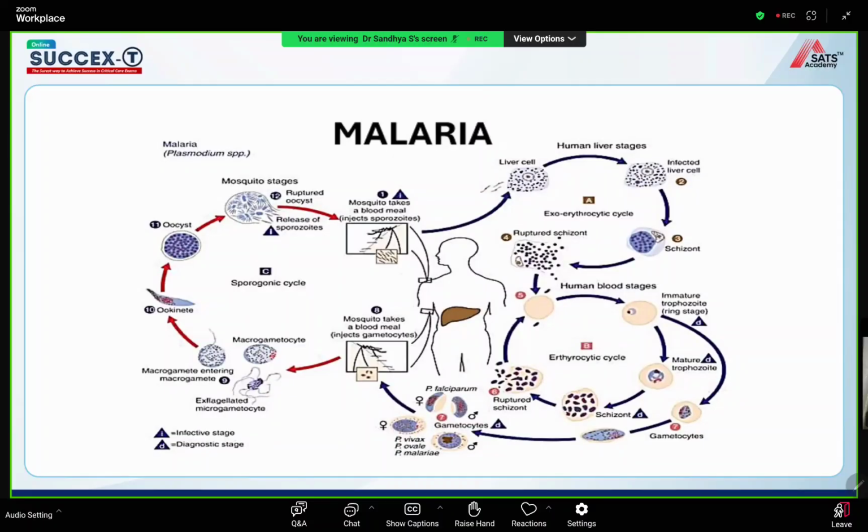Malaria, another important thing that you should know is the life cycle of malaria, which may be asked in the first paper. It has basically 3 phases: the exoerythrocytic phase, the erythrocytic phase, and the sporogenic phase. I'm not going to explain everything, but at least be familiar with the type of schizont, or whether it's a trophozoite that is entering the human body. A detailed picture like this is not needed, but a short pictorial representation of the life cycle of malaria you should be familiar with.